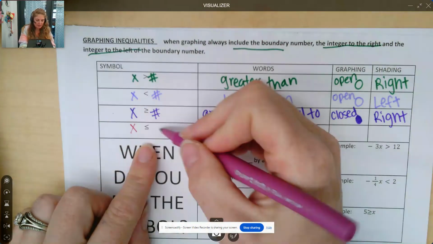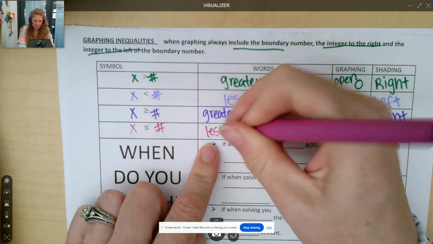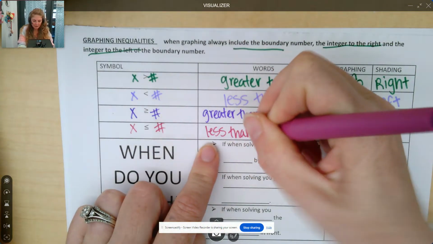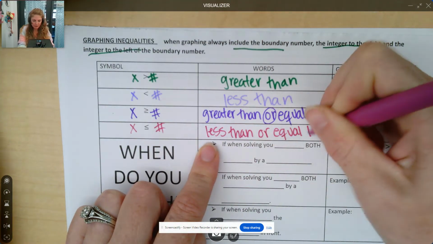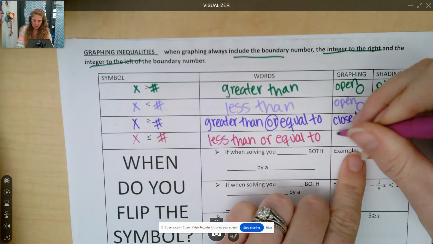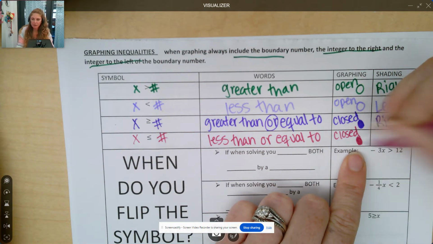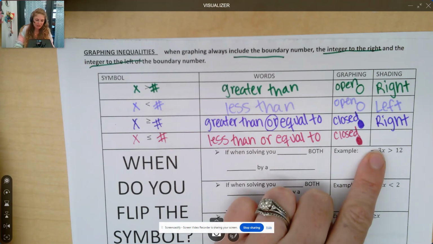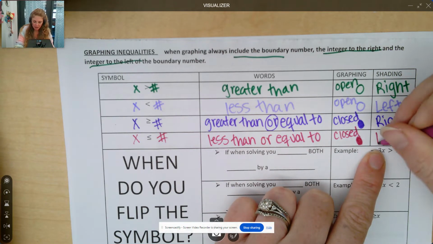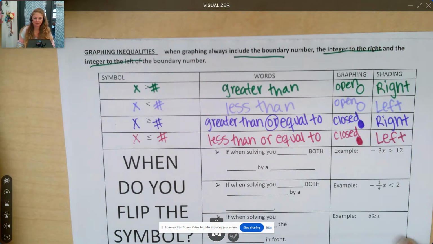And this symbol means less than or equal to. It's also a closed dot or circle when you graph because the boundary number is included in your solution set, and we are shading to the left because it's that boundary number and everything less than.